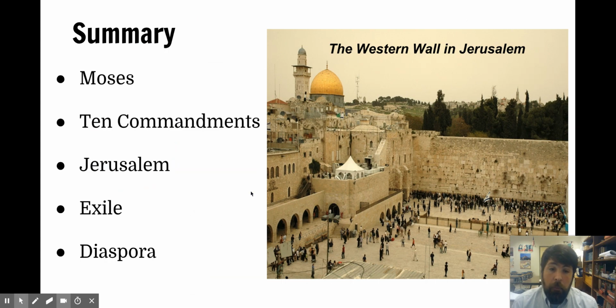So, by the way, this is a picture of the remains of that Hebrew temple that is still in Jerusalem. It's called the Western Wall, and it's a pilgrimage site. It's a place where many Jews today, even now, go to Jerusalem and pray at this wall.